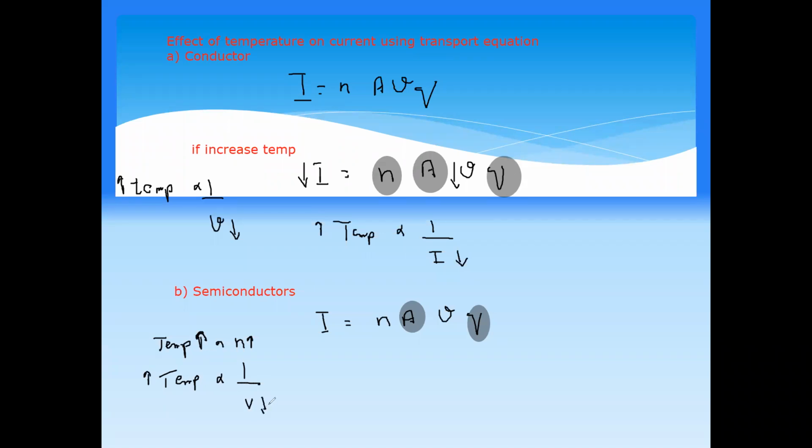So if we increase temperature, drift velocity decreases and the number of charge carriers increases, but overall what is the effect? The increase in the number of charge carriers is much higher compared to the decrease in the drift velocity. Current is proportional to the product of N and V. The number of charge carriers increases, the drift velocity decreases, but the increase in charge carriers is much higher, so the product will also increase. So for a semiconductor, temperature and current are directly proportional. When you increase the temperature, the semiconductor allows a greater amount of current to flow through it. Is this part clear?